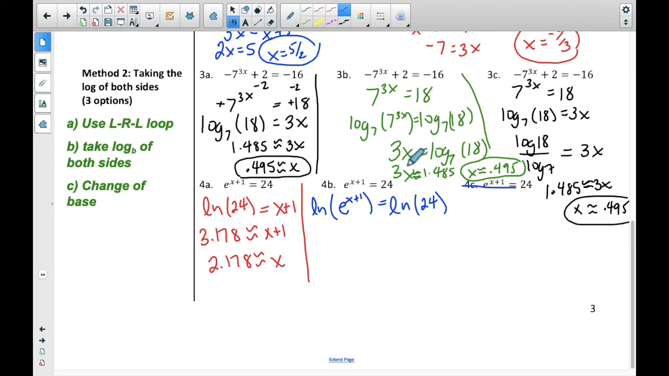Okay, similar logic to up here. The natural log and the e are inverses of each other, and so that cancels down to x plus 1, and it's a big x plus 1. Then on our calculator, we can figure the natural log of 24. And so when we do that, again, we get 3.178, subtract the 1, 2.178.